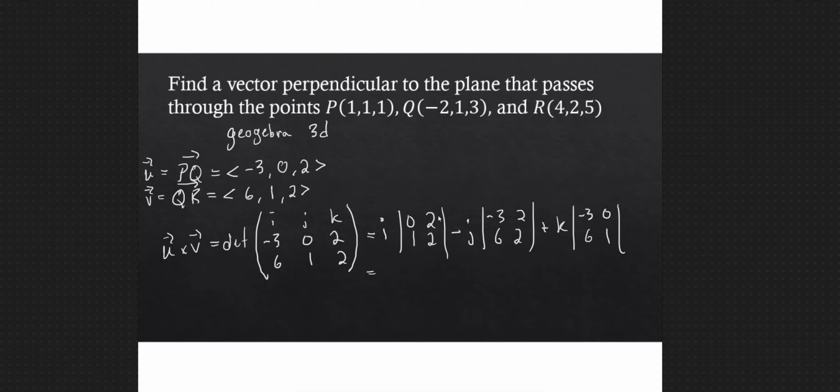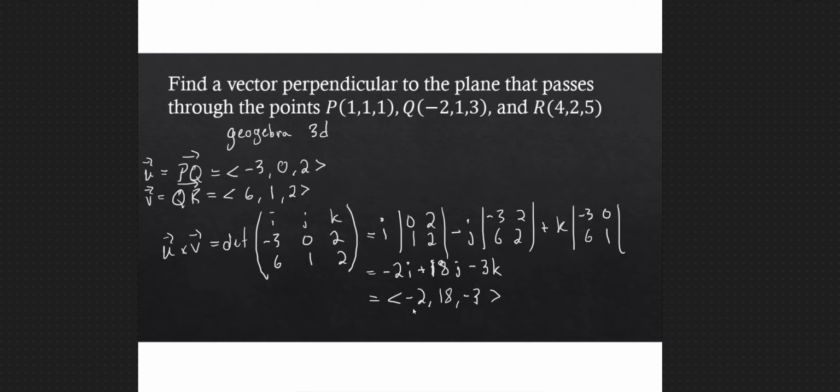0 times 2 is 0, minus 2, so that's a minus 2i. -3 times 2, that's -6, minus 12. -6 minus 12, that's a -18, but j is negative, so that's a plus 18. You remember in GeoGebra how that vector was huge? It's coming from this term, the 18j. Okay, so -3 times 1, that's -3, minus 0, so that's minus 3. Okay, and so this is the vector, -2, 18, -3.